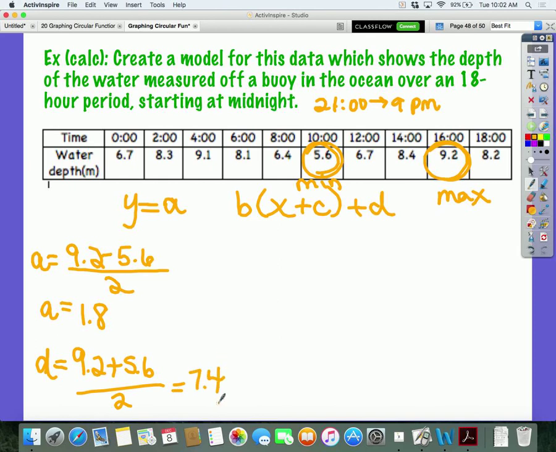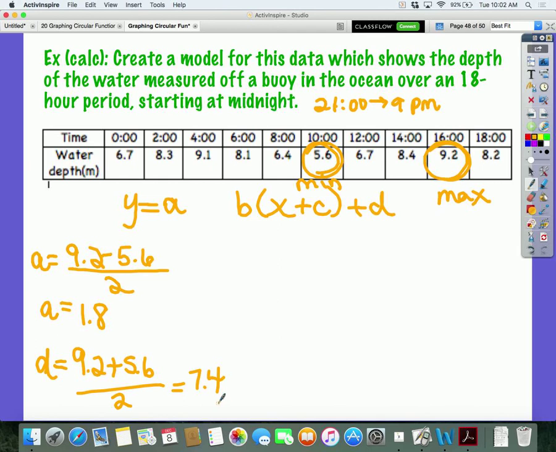So far, so good. I've got half of my information. Now, to find my B, it's going to be associated with my period. To figure out your period, remember there's multiple ways we can do that. We can go from max to max. We can try to figure out how long it takes to complete one cycle.